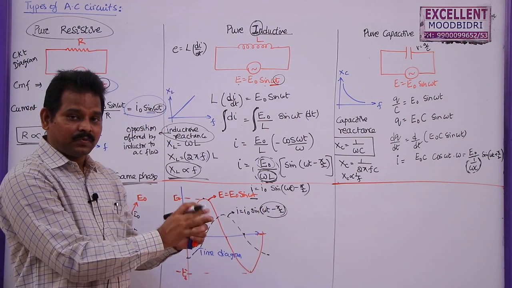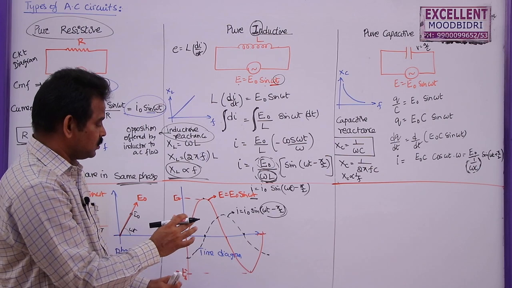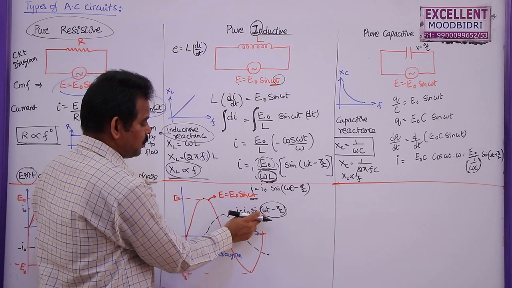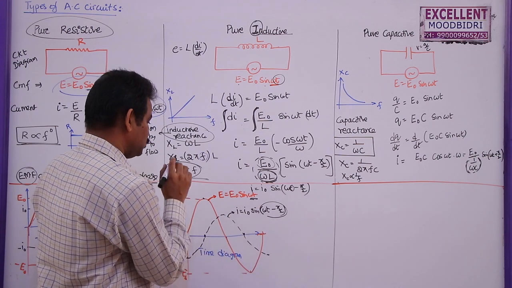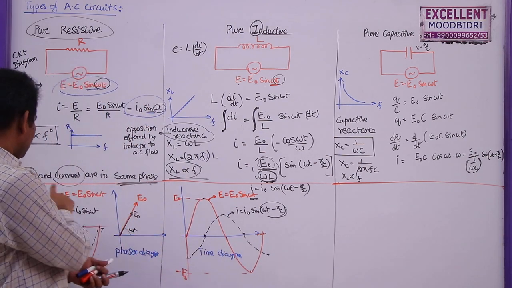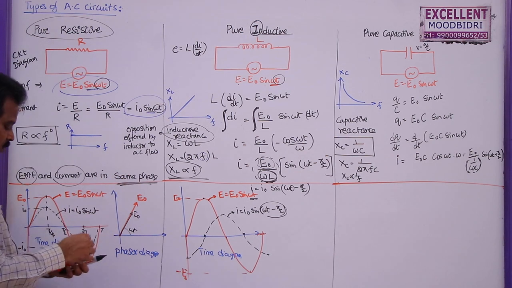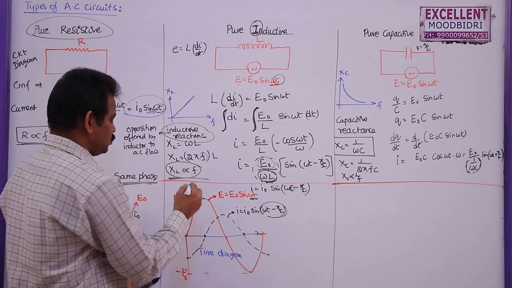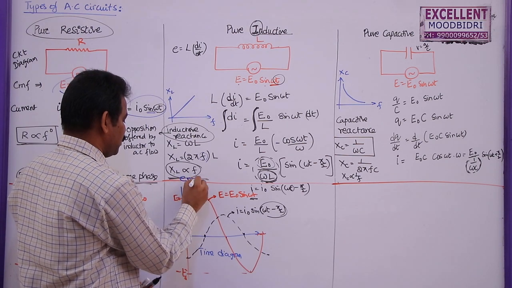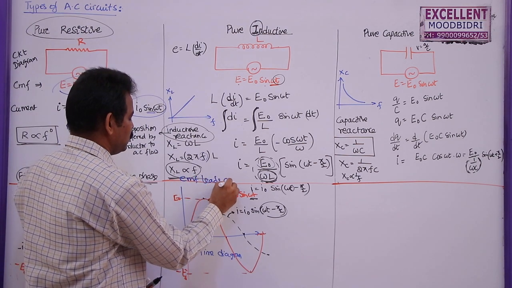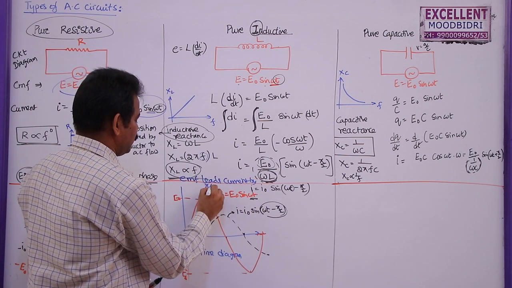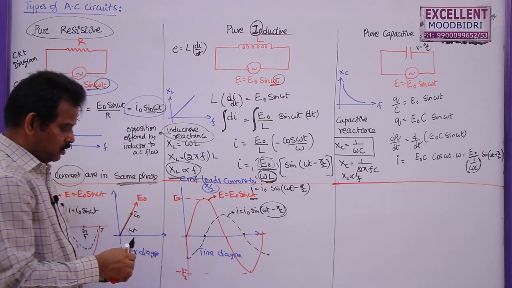So what is the phase difference between EMF and current? As we discussed earlier, EMF minus current, omega t gets cancelled, this will become pi by 2. So conclusion here is, in the resistive circuit EMF and current are in the same phase, but here EMF leads current by pi by 2, that is 90 degrees.